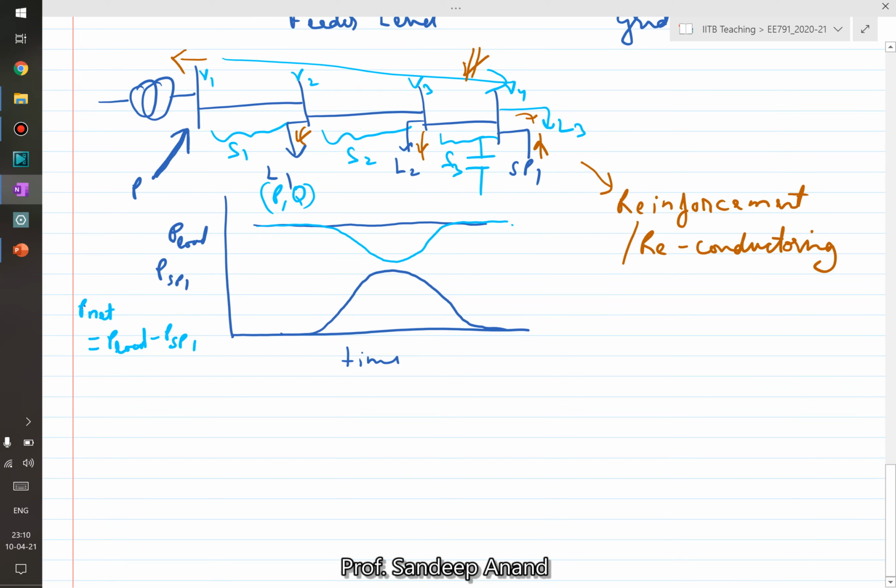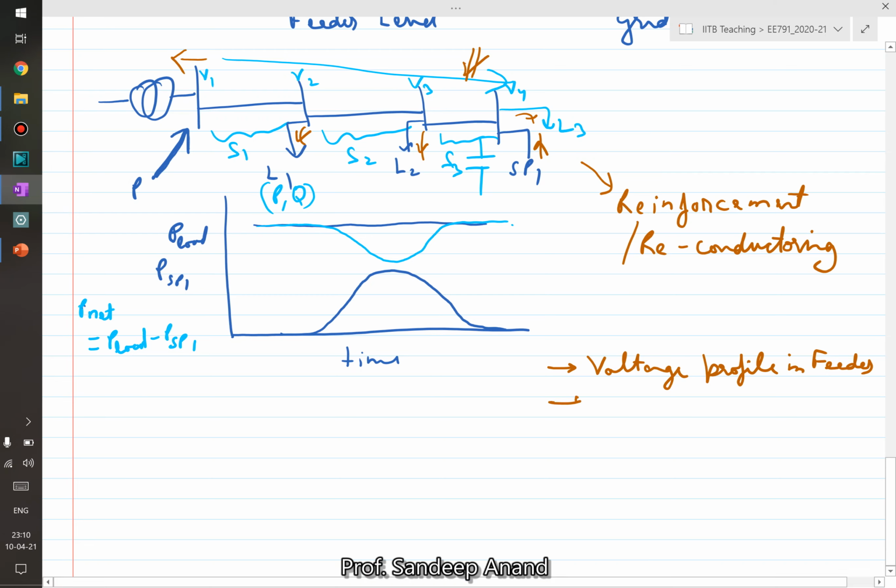So if you see, till now we have talked about two main things. One is the voltage profile in the feeder, which is one of the challenges that we have discussed, and the second one is the difference in the loading of different sections of a feeder. So far so good.